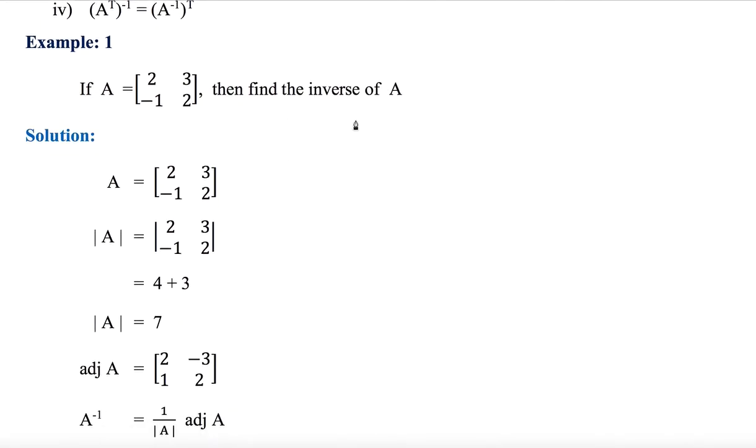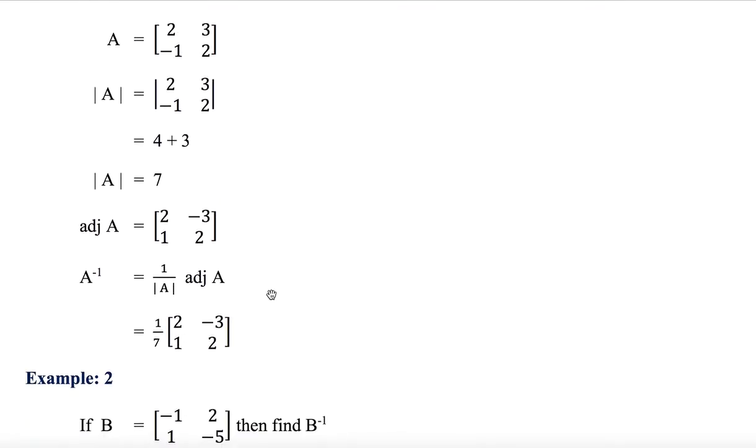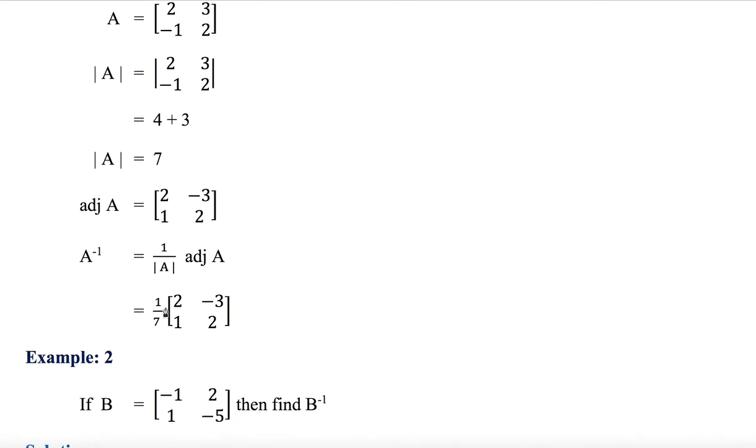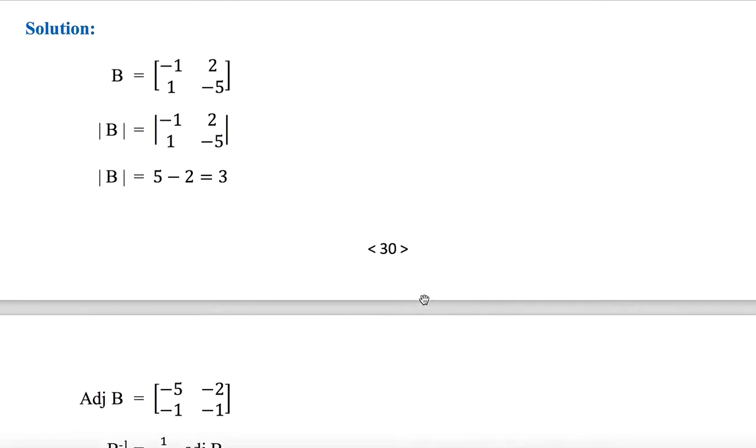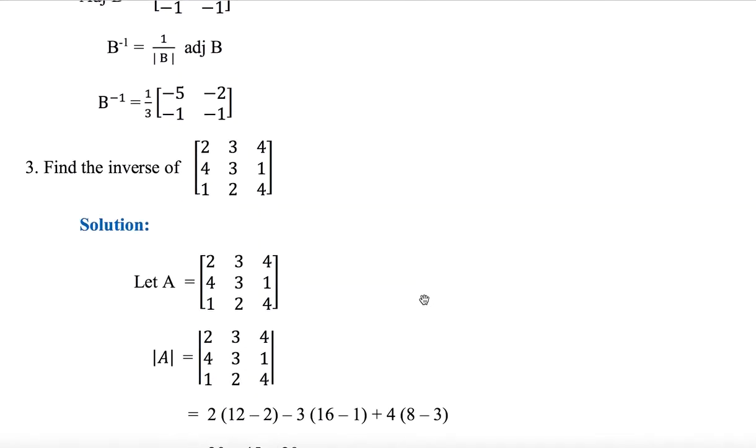Let's find the inverse of A. First, you need to find the determinant. 4 plus 3, 7 is the determinant. What is the adjoint? For these two, 2, 2. Here you got plus 1, that has to be placed here only. Now you got minus 3 here, that has to be placed here only. That means we did the transpose also. So 1 by 7 into that adjoint, and this is your inverse. You got the point. Similarly, you can find the inverse of any 2 by 2 matrix.